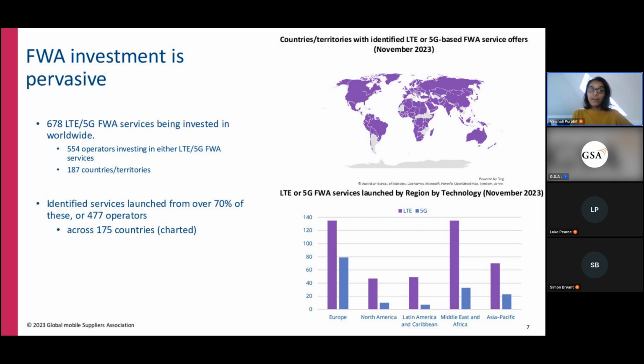5G is also another factor which is accelerating the growth of fixed wireless access, and we can see it is already increasing potential in Europe and Asia Pacific specifically.